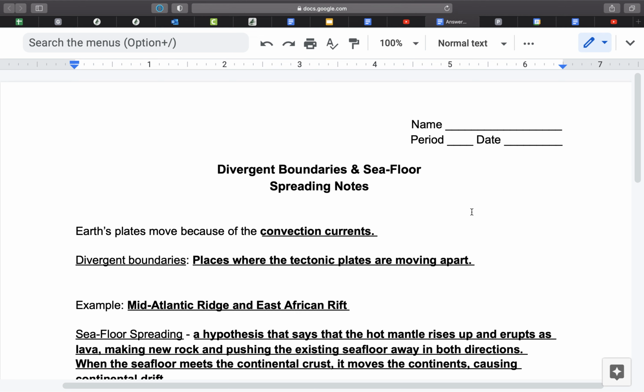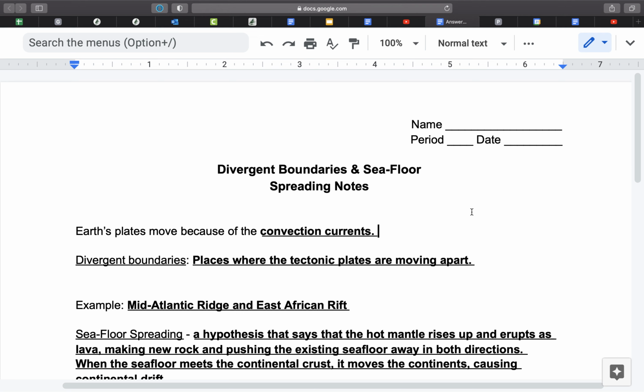Now, plate boundaries are where plates interact with one another, and there are many different ways that they can do that. The one that we're going to focus on today is called a divergent boundary. So think of a word like divide, splitting apart. A divergent boundary is a place where the plates are literally moving away from one another.